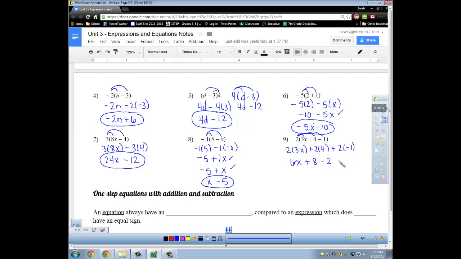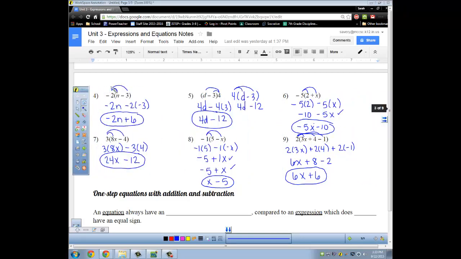Now don't just leave your answers like this. We've been learning in the past few days that we can simplify this. I can't combine anything with my 6x because there are no other x's, but I do know that 8 minus 2 is 6. So I'm going to put plus 6. And this would be your answer. So make sure you simplify it as much as possible.